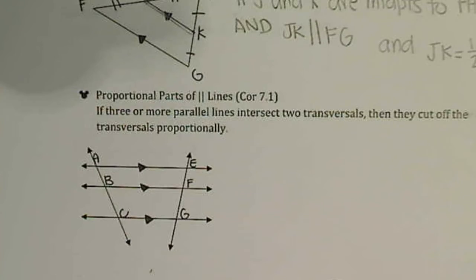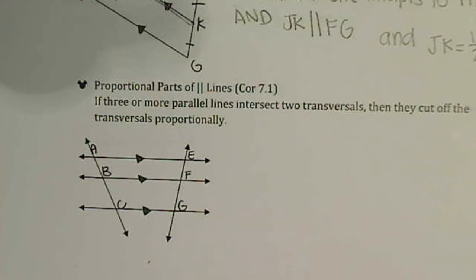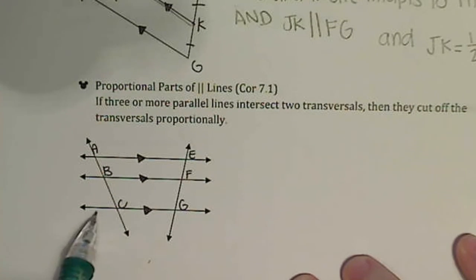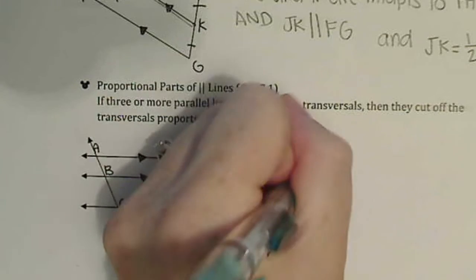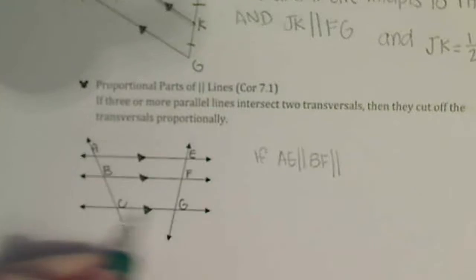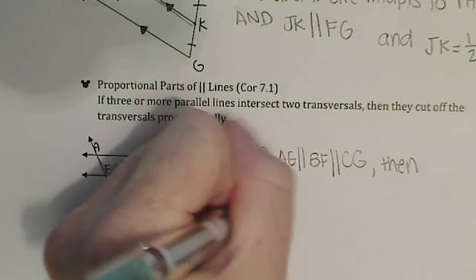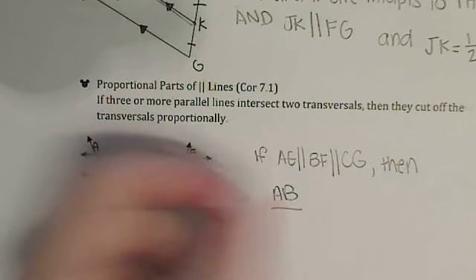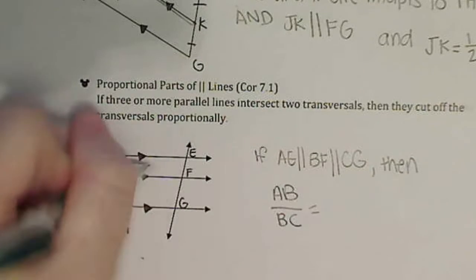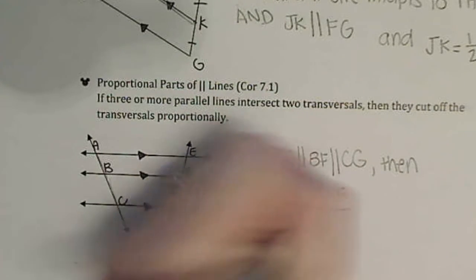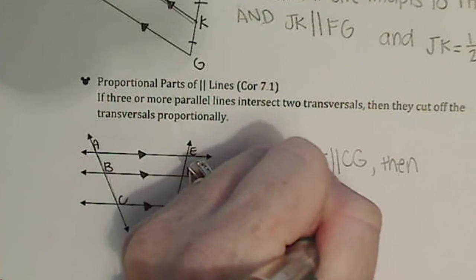Okay, number 4, proportional parts of parallel lines. So we have 3 parallel lines here in our example, and we have 2 different transversals that are cut. So this is starting off with saying if you have parallel lines. So if AE is parallel to BF, which is also parallel to CG, all 3 of these are parallel. If that's true, then what you have is a proportion that this ratio of AB to BC, that is going to be proportional to this other side of EF and FG. Okay?